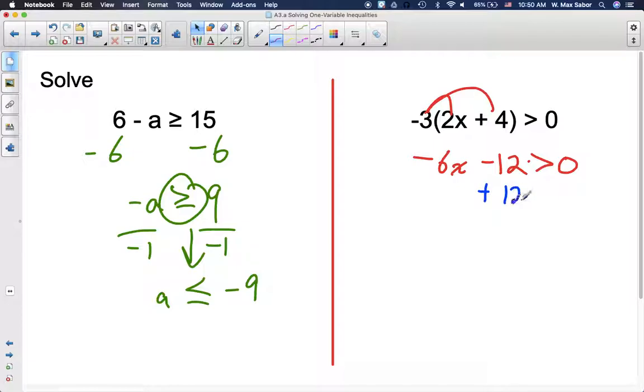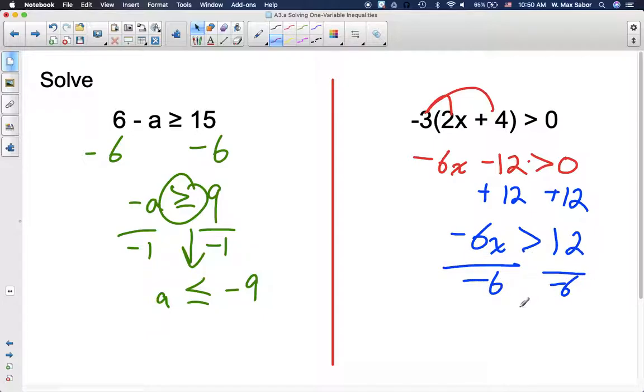Now we can add 12. Negative 6x is greater than 12. Here, we're dividing by a negative 6 on both sides, so then it becomes x is less than negative 2.